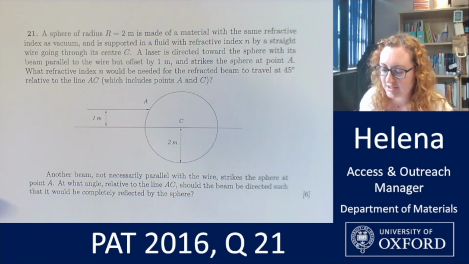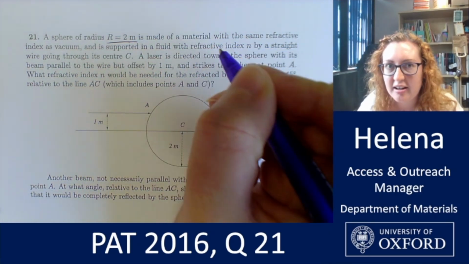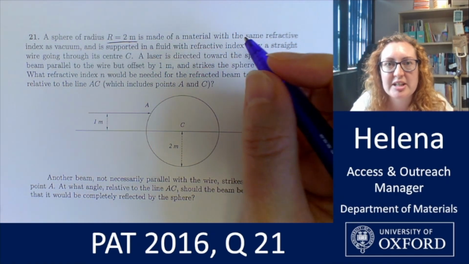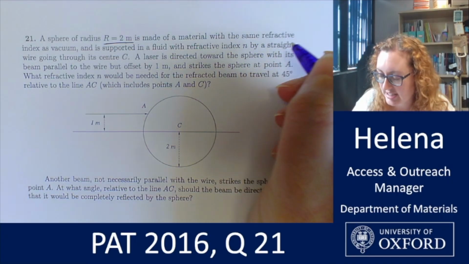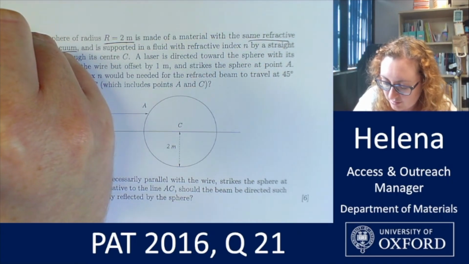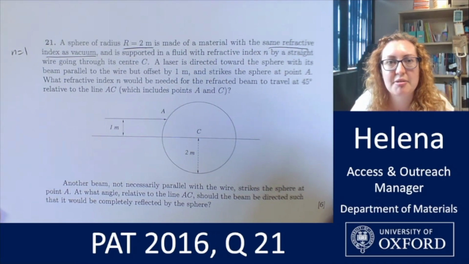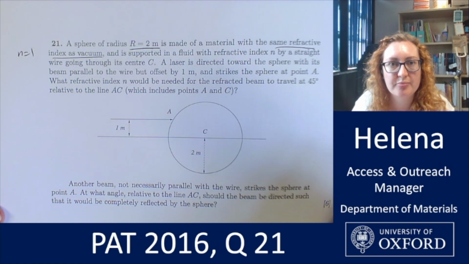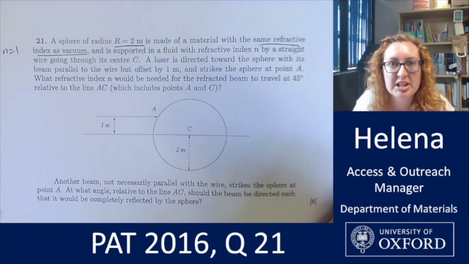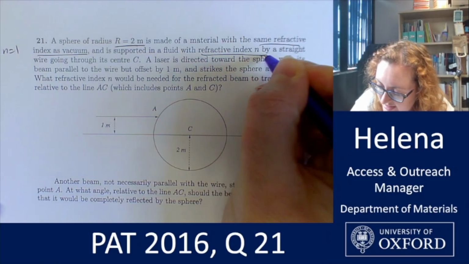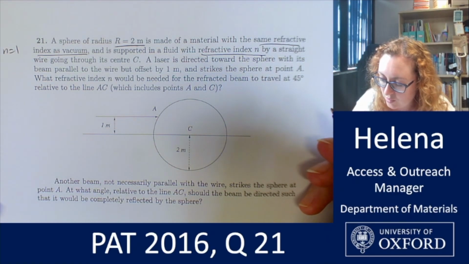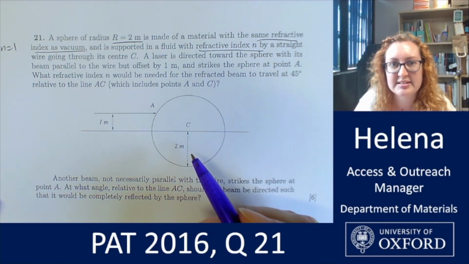Here we're told we have a sphere of radius r equals 2 meters made of a material with the same refractive index as vacuum. So that is a refractive index of n equals 1. And this is supported within a fluid with refractive index n by a straight wire going through its centre C. Okay, so let's look at the diagram.